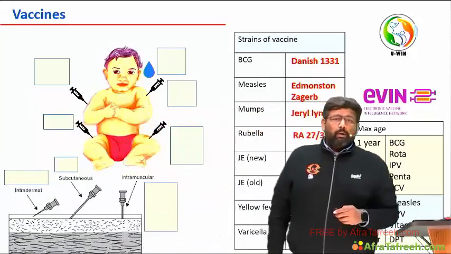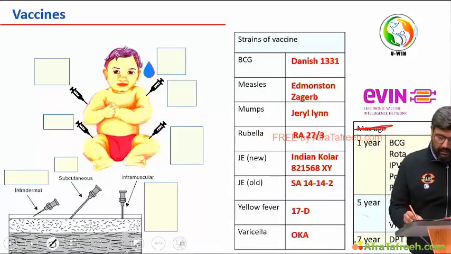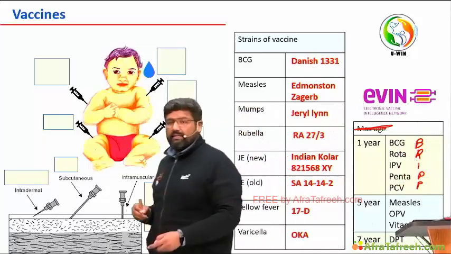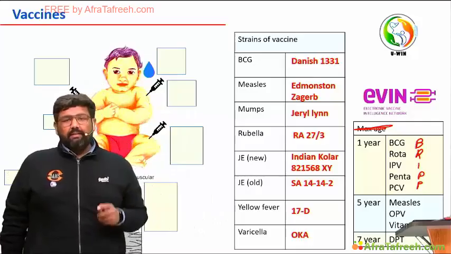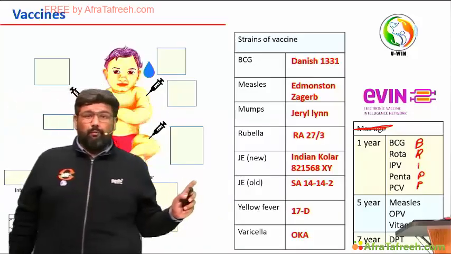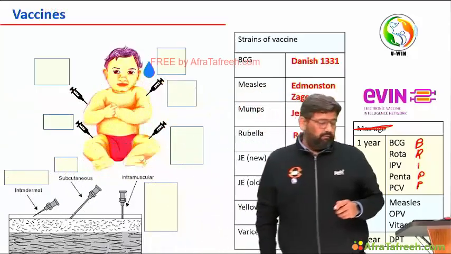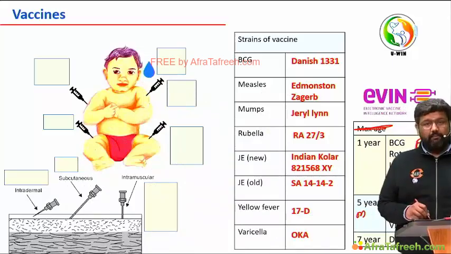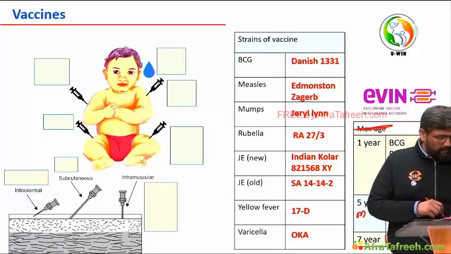Sorted. Now if I talk about the maximum age, the mnemonic is BRIPP: BCG, Rota, IPV, Penta, PCV. These can be given up to 1 year. After 1 year, we do not give the first dose of these vaccines. Then 5 years, we give MOV, measles, OPV, vitamin A. Up to 7 years, DPT.